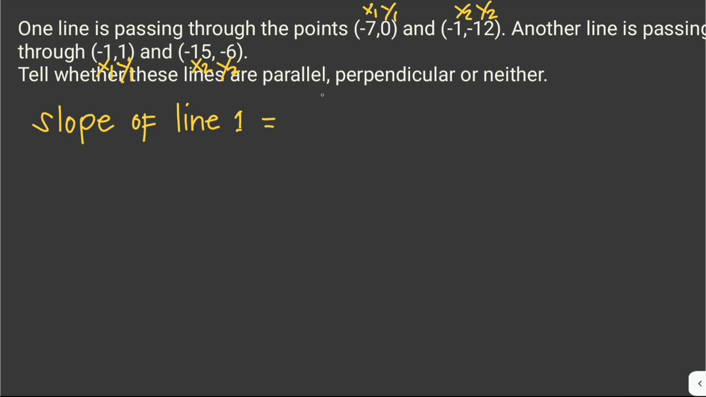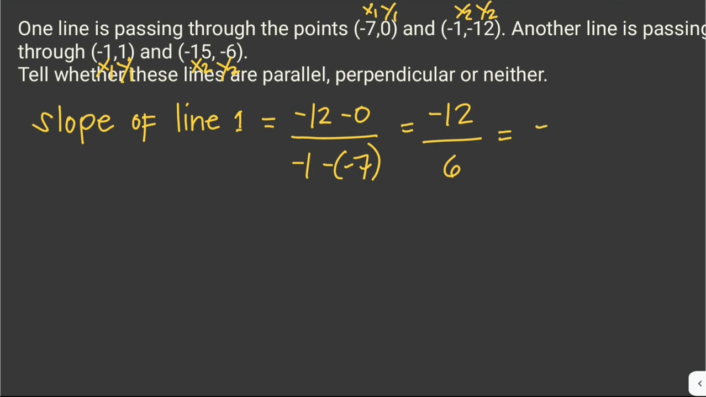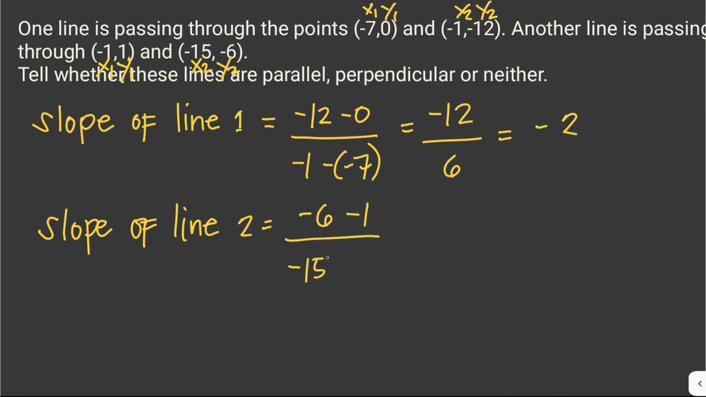So the slope of the first line is -12 minus 0 over -1 minus -7. So this is -12 over 6, which is -2. And now let's solve for the slope of the second line. The slope of line 2 is -6 minus 1 over -15 minus -1. So this is -7 over -14, since -15 plus 1 is -14. So this is just 1/2.